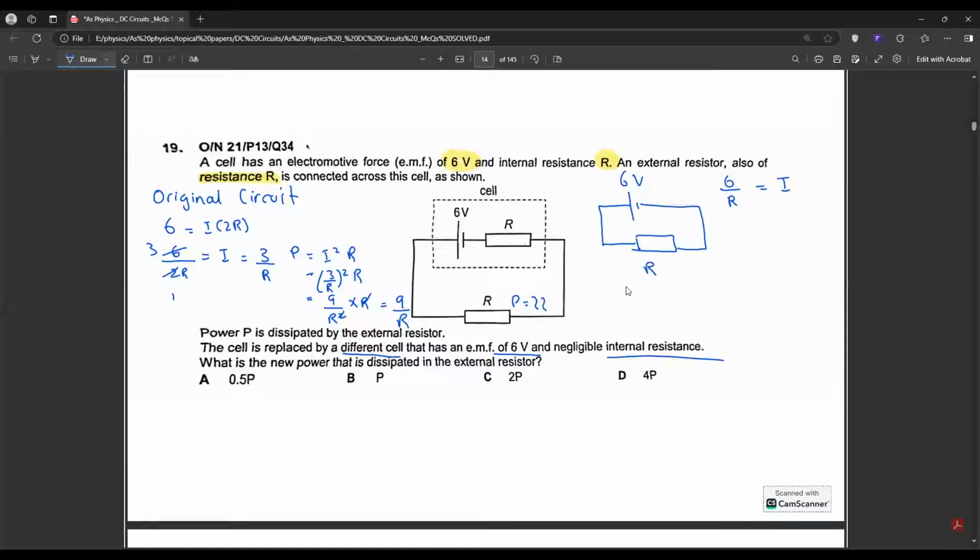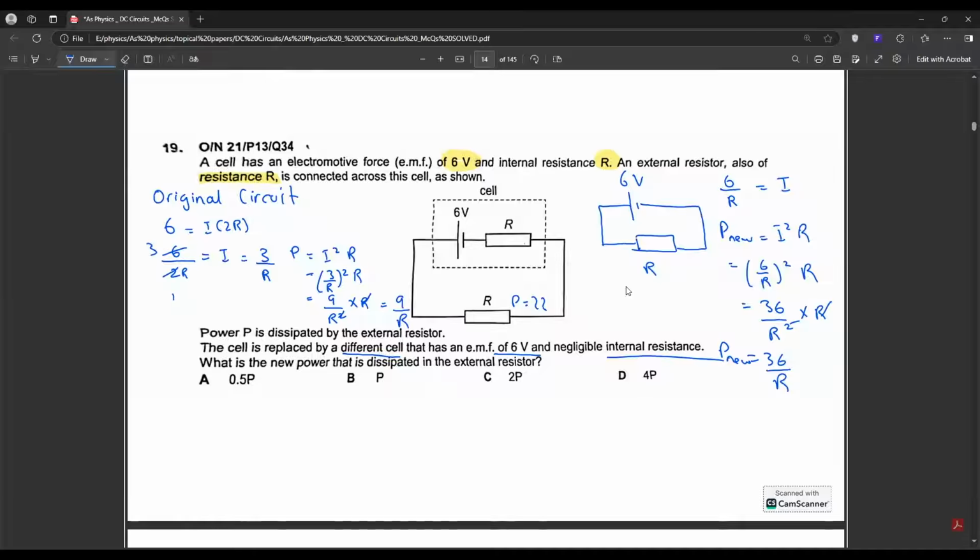Can you calculate the new power? Yes, I squared into R. What is I? 6 over R, whole squared, into the resistance R. 36 over R squared into R. R and R cancel out. The new power comes out to be 36 over R.